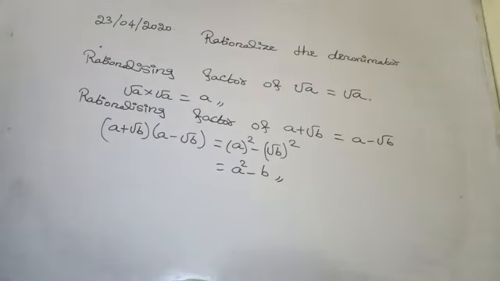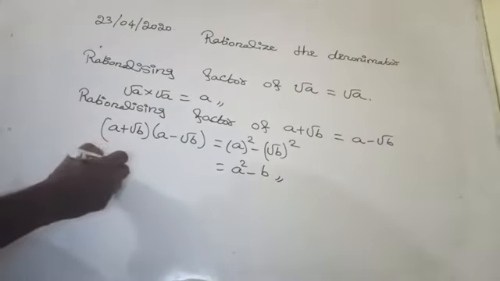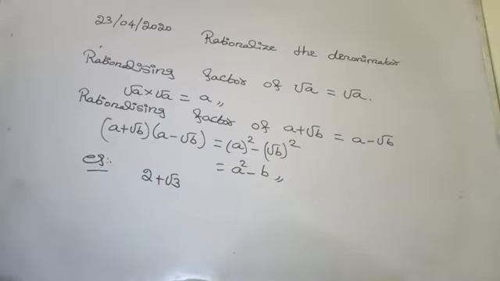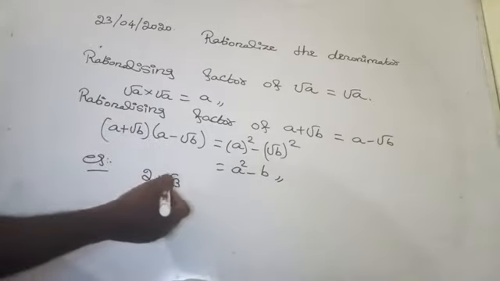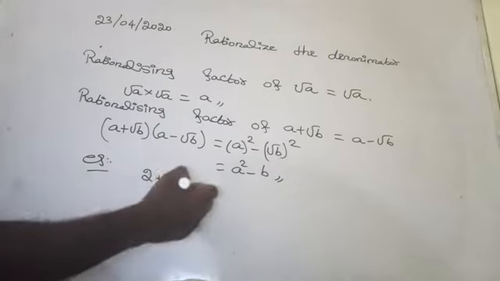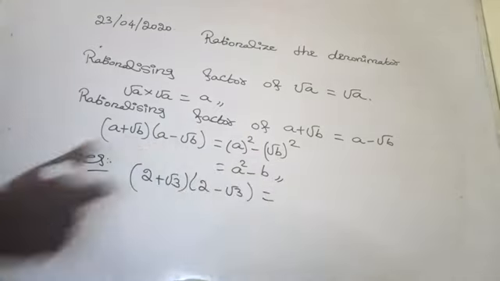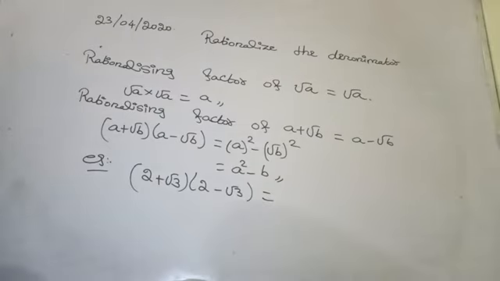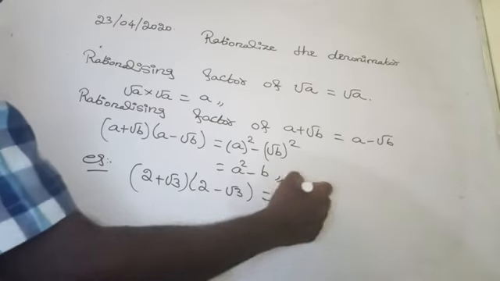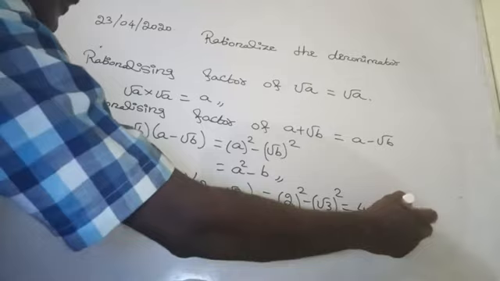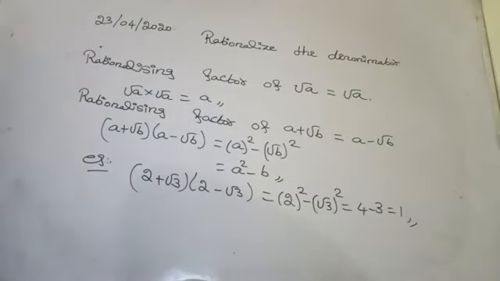Am I right here? For example, 2 plus root 3 is given. What is the rationalizing factor of 2 plus root 3? It's very simple: just change the sign of the irrational number. That is 2 minus root 3. Now multiply. It is in the form of a plus b into a minus b, so it is a square minus b square. That means 2 square minus root 3 the whole square, 4 minus 3, which is equal to 1. Are you getting it? Yes.